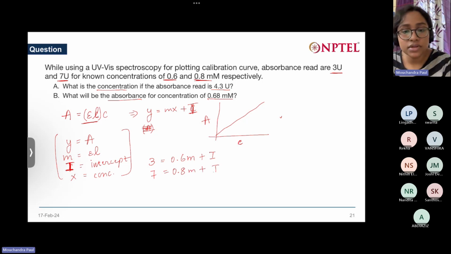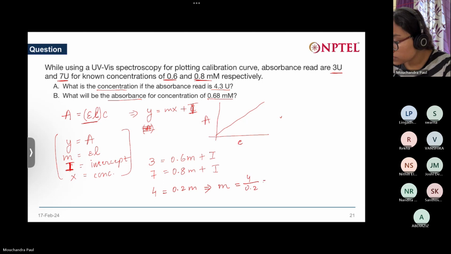Now from these two equations, we have to find two unknowns, m and I. How will we do that? We can simply subtract these two equations from each other. In this way, we can remove I and we'll get the value of m. If you do that, you will get something like this. Simplify it further, and you will get m equals 20.